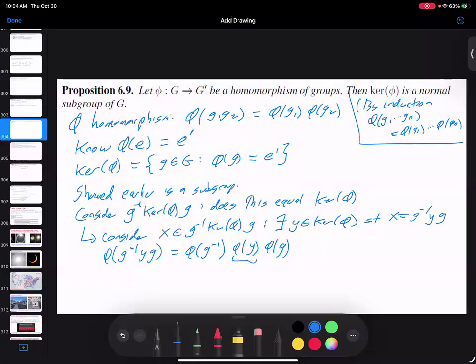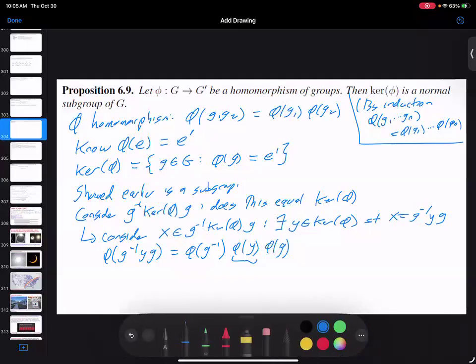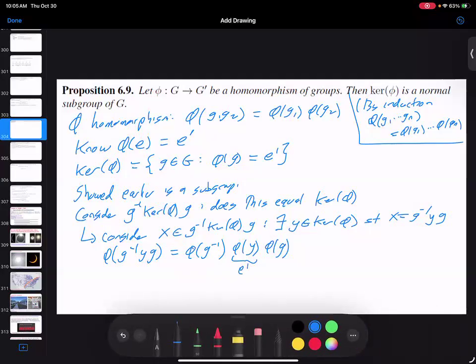So what's true about phi of Y? It goes to E prime, exactly. It equals E prime. Therefore, this is just phi of G inverse, E prime, phi of G, which is just phi of G inverse phi of G. And now what can I do to phi of G inverse phi of G?